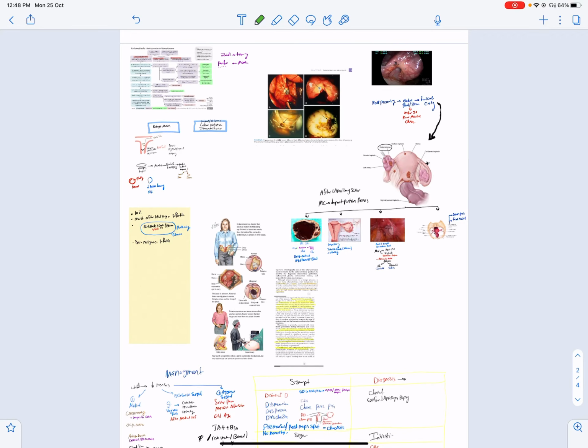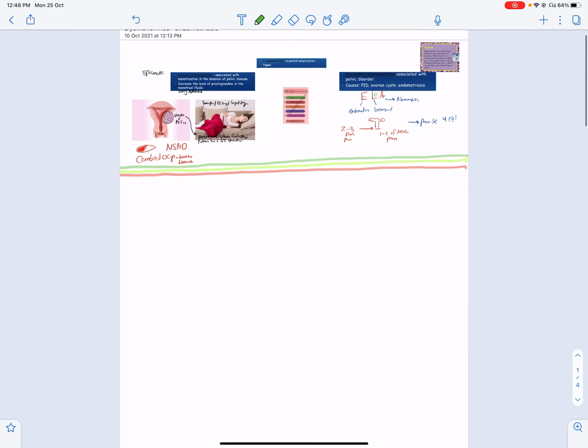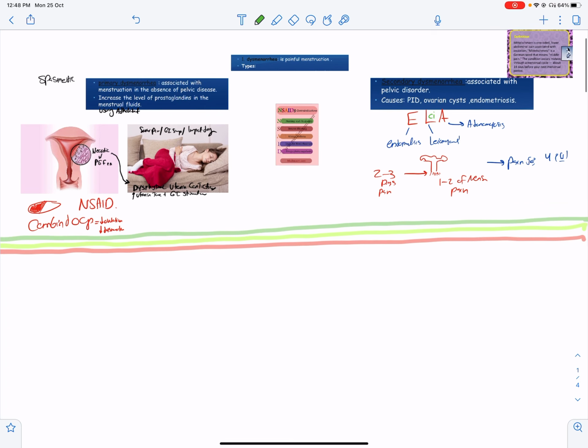اليوم إن شاء الله راح نتكلم عن الديسمينوريا. We have two types. We have a primary and secondary. The primary one is basically عادة يصير there is a painful menses that is affecting the quality of life and associated with nausea and vomiting, and there is no pathology in the pelvis, okay? And usually this can be treated by non-steroid or combined oral contraceptive, all right?